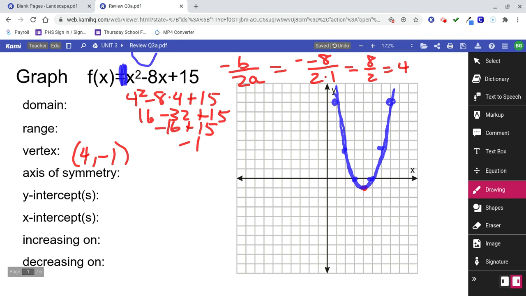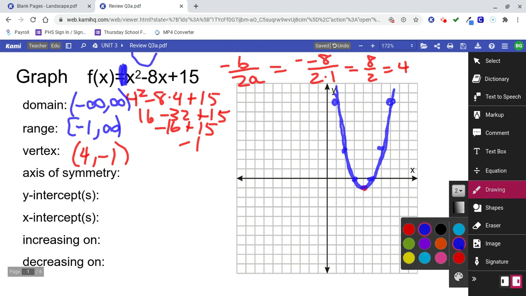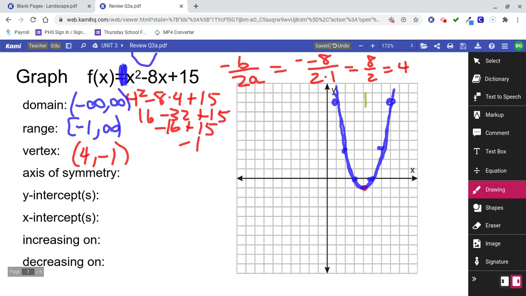Domain, squash it onto the x. It covers everything. That's all real numbers. Range, look at the y numbers that are covered. Only these y numbers are covered from -1 to infinity. So -1 to infinity is my range. Axis of symmetry, line right down the middle. It goes through the x number, 4, and so it's going to be x equals 4.